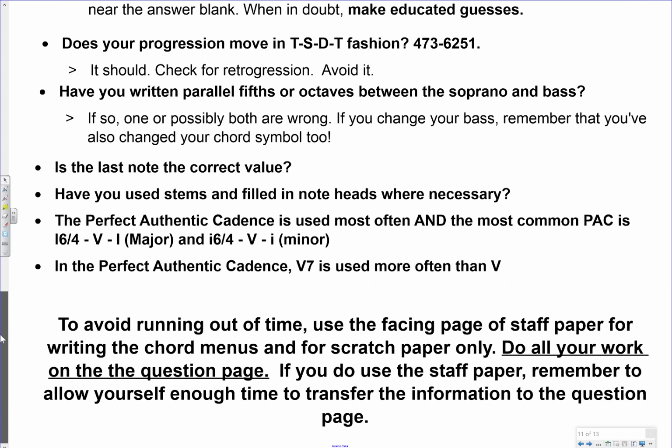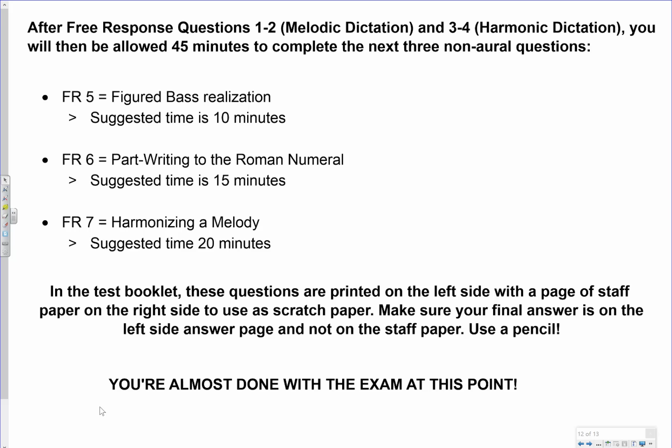To avoid running out of time, use the facing page of staff paper for writing the chord menus and for scratch paper only. Do all your work on the question page. If you do use the staff paper, remember to allow yourself enough time to transfer the information to the question page. After free response questions 1 and 2 involving melodic dictation and 3 and 4 comprised of harmonic dictation, you will then be allowed 45 minutes to complete the next 3 non-oral questions in any order you choose.